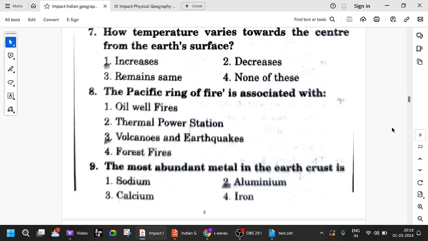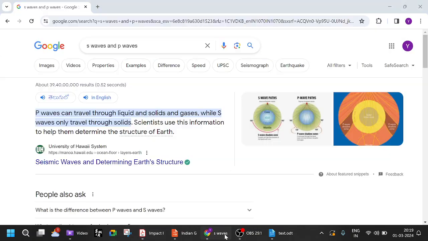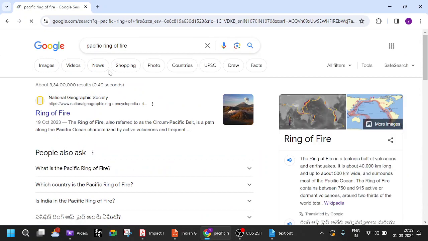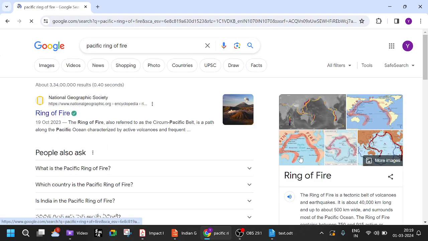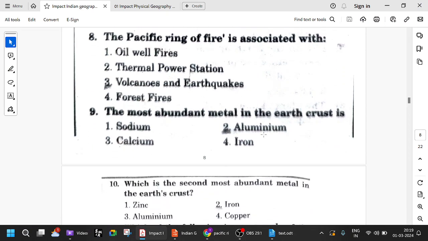The Pacific Ring of Fire is associated with volcanoes and earthquakes. If you look at the world map, throughout the Pacific region, there is what is called the Pacific Ring of Fire. Very frequently asked, the Pacific Ring of Fire. If you observe here, throughout the Pacific Ocean, you have a belt full of active volcanoes, so it is called the Pacific Ring of Fire. It is associated with volcanoes and earthquakes. It is inside the Pacific Ocean.